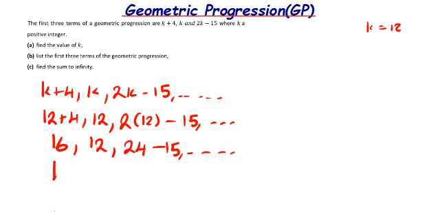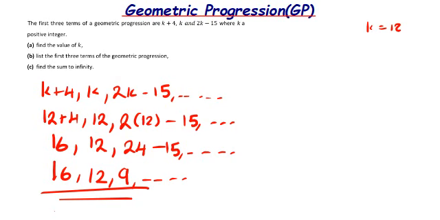So we are going to have 16 comma 12. Now 24 minus 15, that is what? That is a 9. You can even confirm using your calculator. So we are going to have a 9 there, and then it continues like that. So that is your answer, because they just wanted you to list the first 3 terms. So we have 1, 2, 3, that is our first 3 terms.